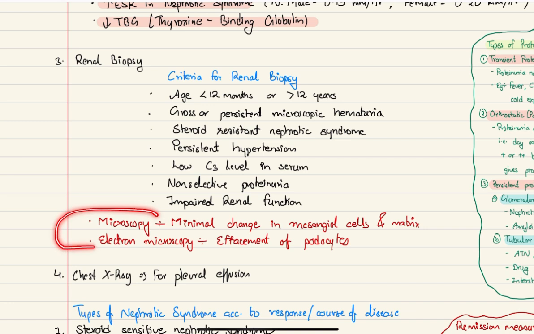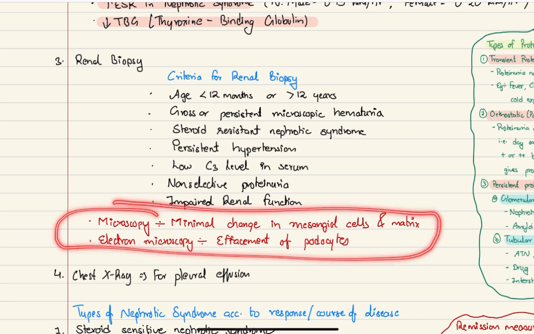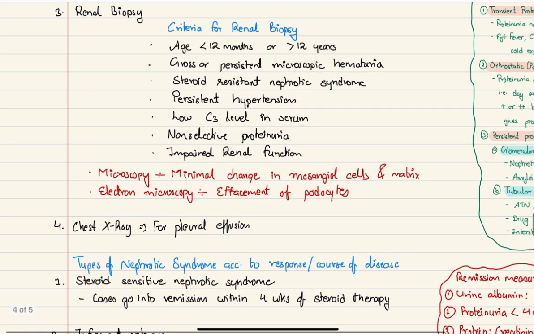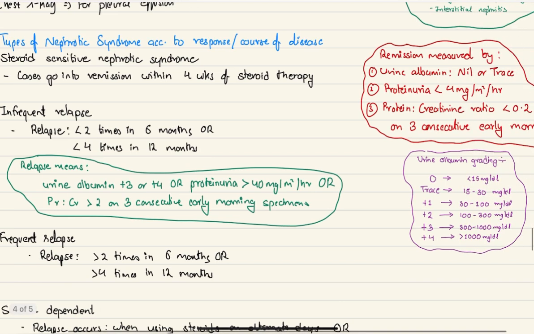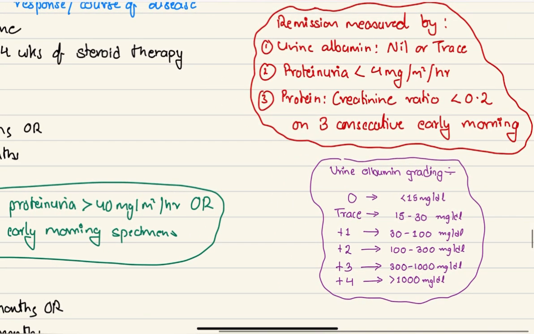So these are the findings on a renal biopsy. You can also do chest X-ray for pleural effusion. Now let's talk about the types of nephrotic syndrome according to the response or course of the disease. So before going into the types, we need to know a few things here.